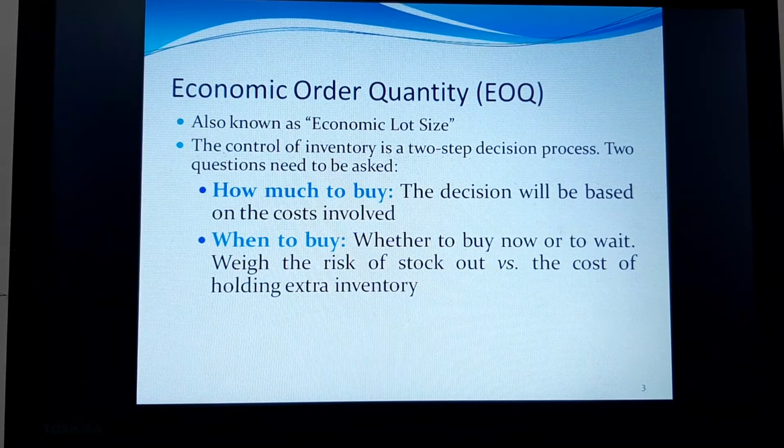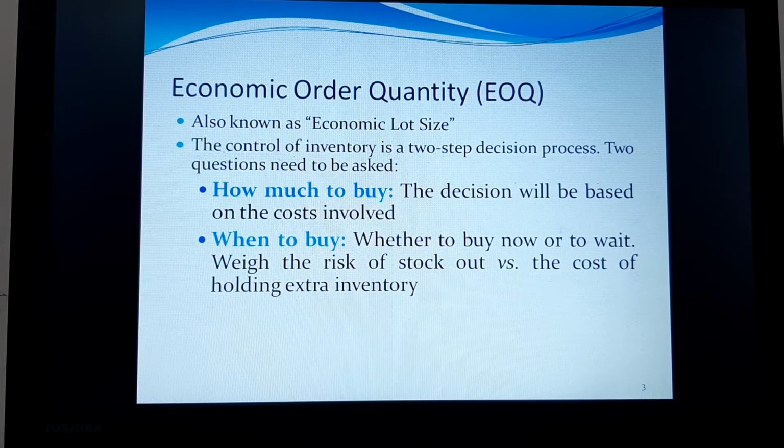What do you mean by this economic order quantity? Let us discuss this in detail. It is also known as economic lot size. The control of inventory is a two-step decision process, so there are two questions that need to be asked. For any decision to happen, we are supposed to ask several questions of ourselves. Regarding this economic order quantity, we are supposed to ask two questions which are of most importance.